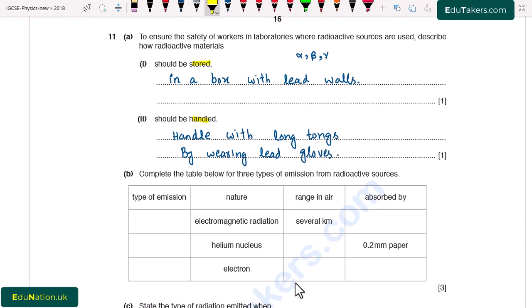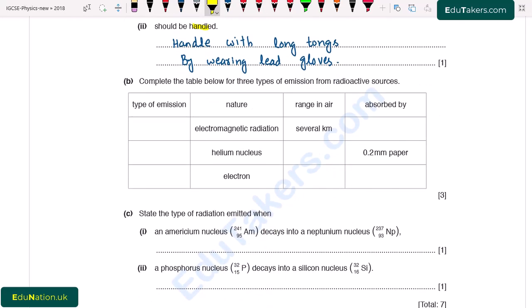Part B. Complete the table below for 3 types of emission from the radioactive sources. So first of all, here is the type of emission. The second one is nature, range in air and absorbed by. So basically we have 3 types of radiation. I write here alpha particles, beta particles and gamma radiation. We have to know about all of these.